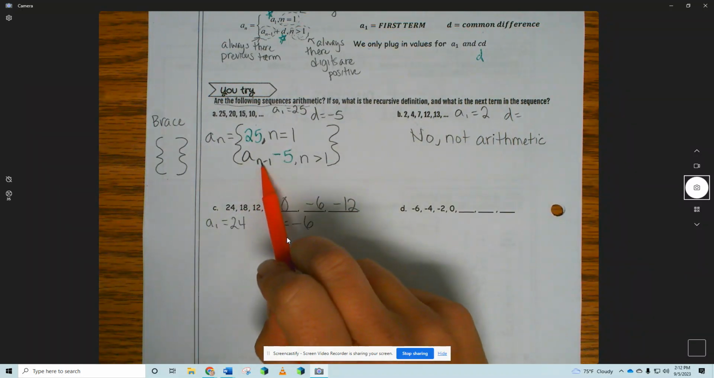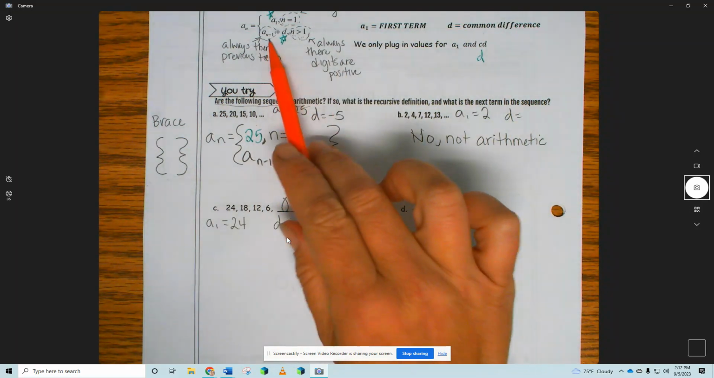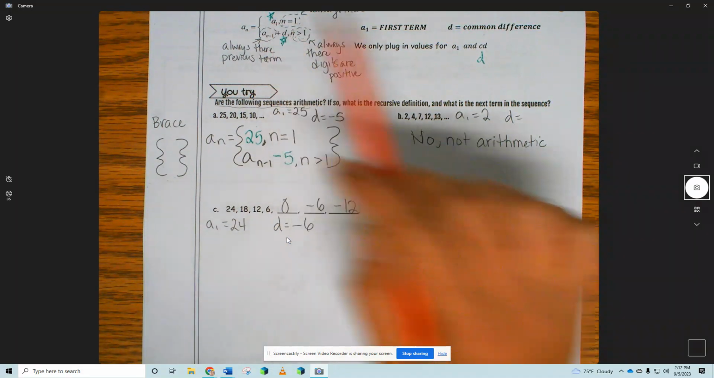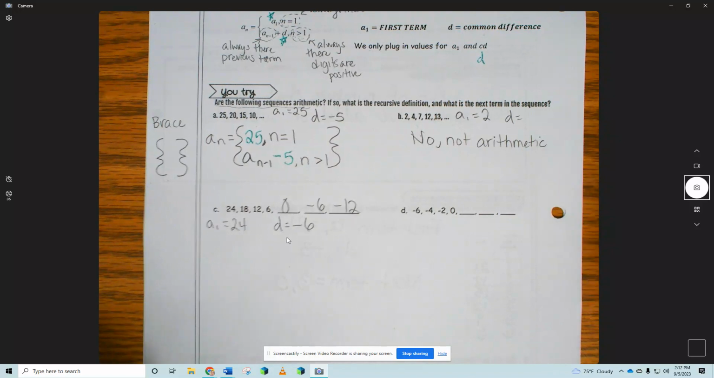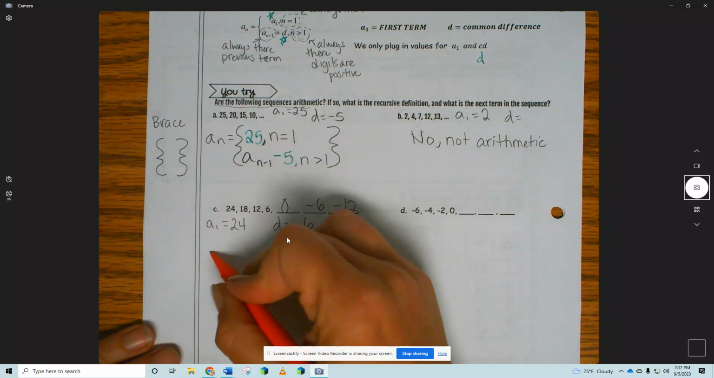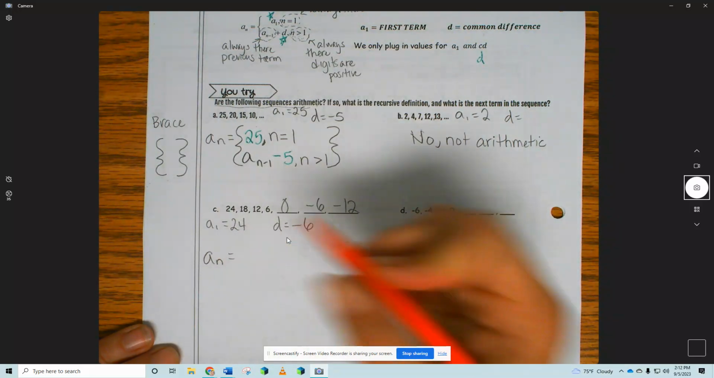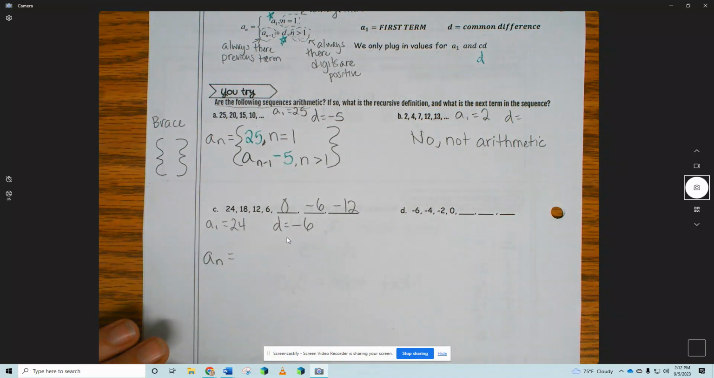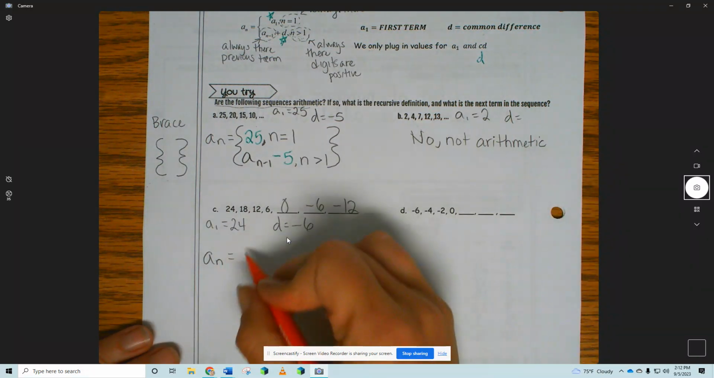Yeah, it's always going to be n minus 1. All these things that I circled up here in like dotted circles, they always have to be exactly that. So A sub n starts out my formula. Equal sign is a part of my formula. Make your fancy brace.